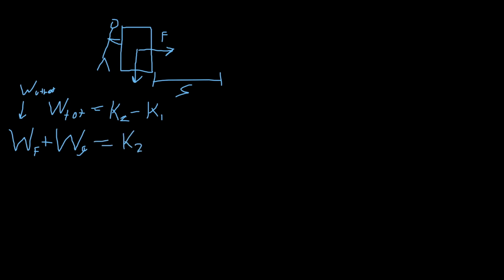Normally when we set up our formulas, we want the initials on the left side and the finals on the right side. So we break this into its components. The work done by force is going to stay how it is right now, and then we break up the work of gravity, which is going to be initial potential energy minus final potential energy, is equal to the final kinetic energy minus the initial kinetic energy.